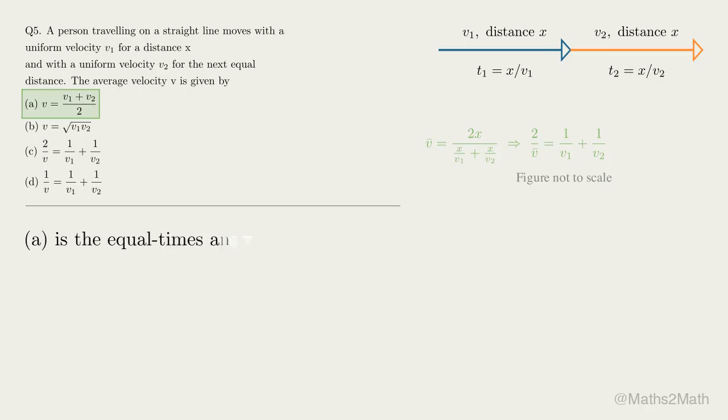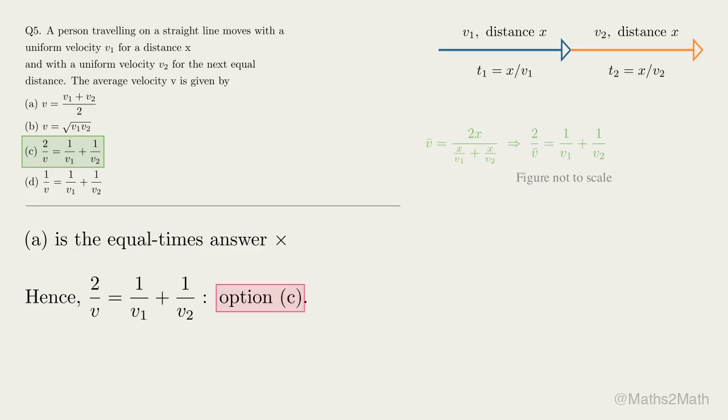Option A, the plane average, was the equal time case of the previous question. It overweights the faster leg here. Hence, for equal distances, the harmonic relation holds. Option C.